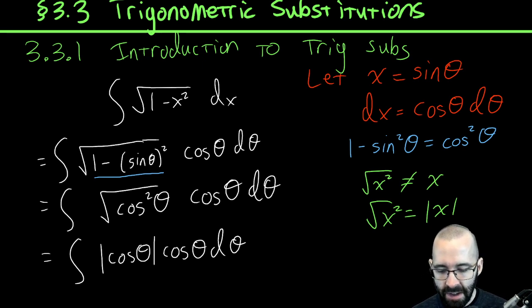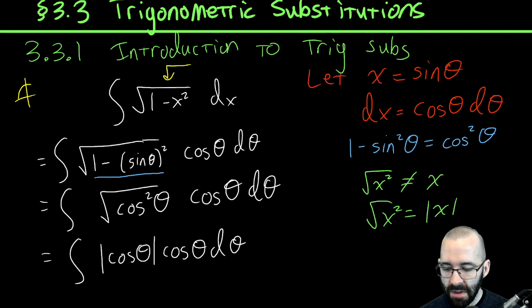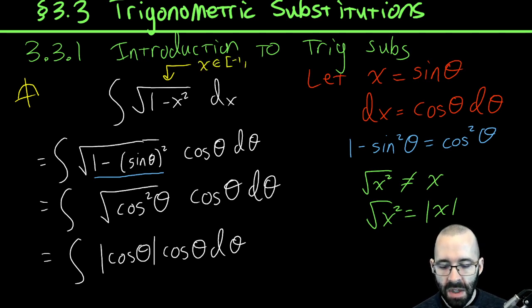I'm running out of colors here. Let's look at our original integrand. What do we know about x? For this to make sense, what do we know about x? Either think of this geometrically or think of this with functions. Geometrically, this is a semicircle of radius 1. That tells us something about x. Or if we don't want to take the square root of a negative, what do we know about x? Either way, x has to be between negative 1 and 1.